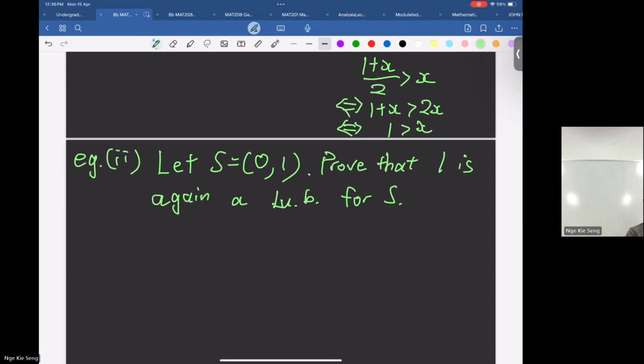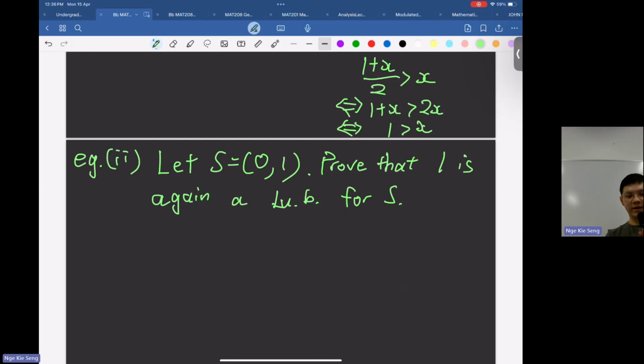Any question? Very important, you need to know how to prove that something is a least upper bound. I give you a set, try and find the least upper bound, and then prove that it is a least upper bound. Okay, this is what you need to learn from here.